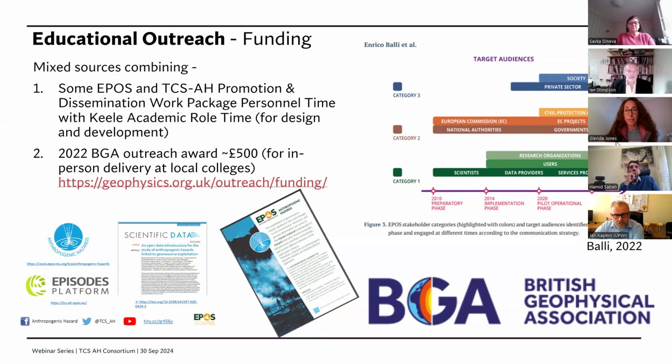So we can see on the right the target audiences for the EPOS communication strategy, and in blue we've got society. So EPOS obviously has a big value for society in helping to address ongoing global issues, and society here is defined as the public as well as schools. The second money pot that was secured for actually delivering the material developed in person was from the British Geophysical Association. So money from that was for actually going out to schools, visiting schools, and delivering the material that was developed.